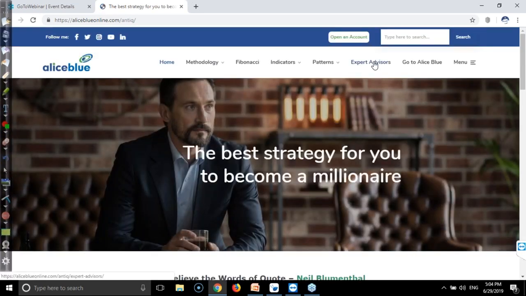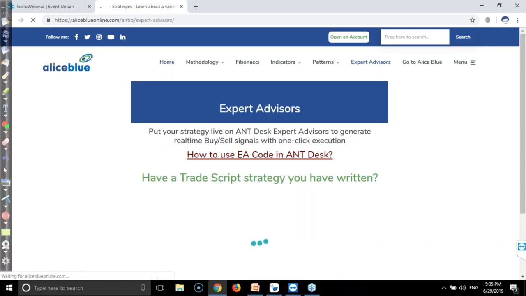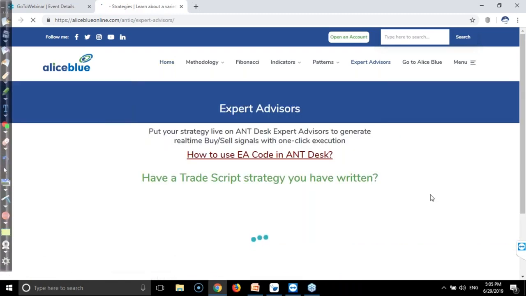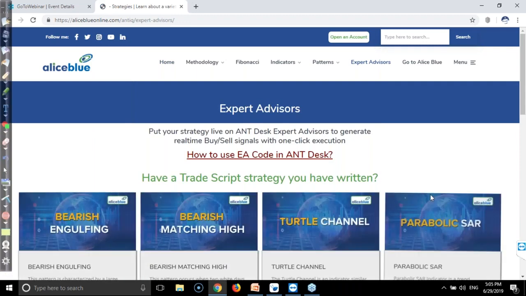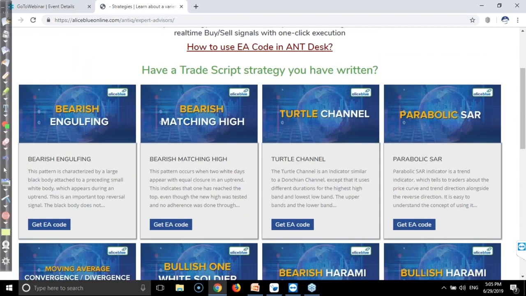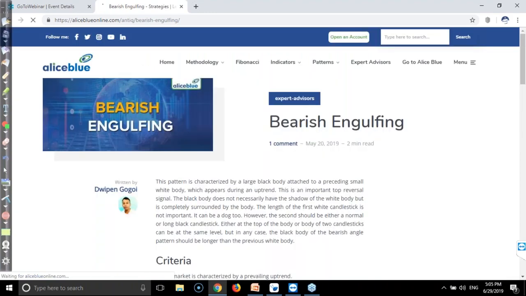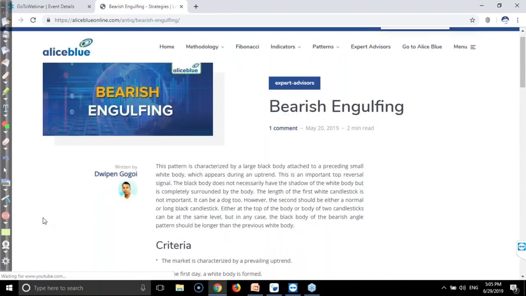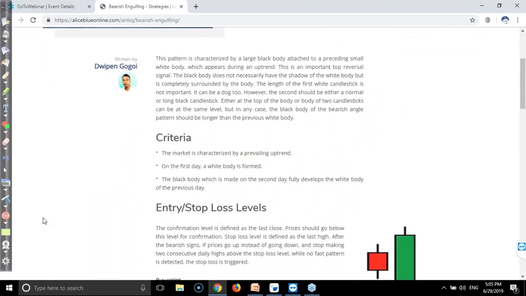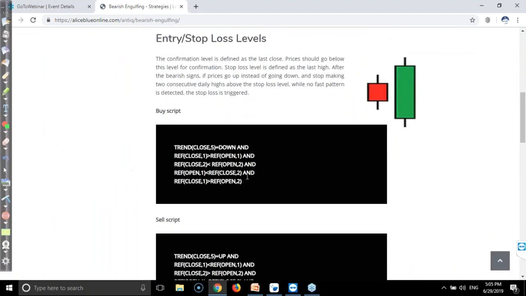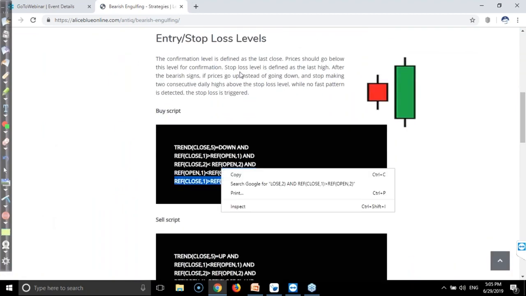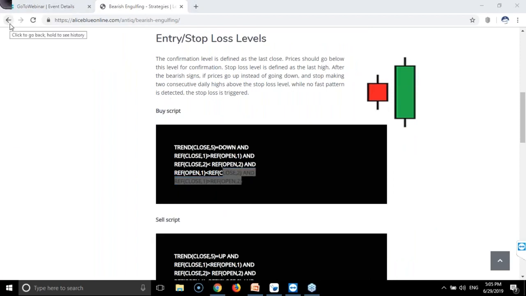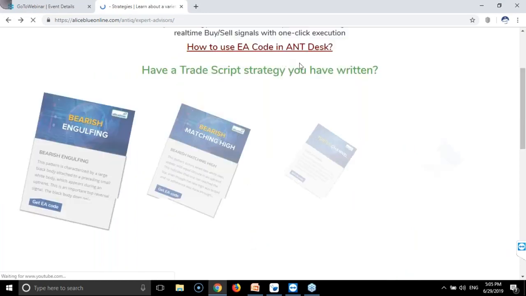So here is an expert advisory. I'll create a video regarding how to use the expert advisory. Automatically it will detect all your signals, all written by me, and I'm giving some code here. So you just copy and paste it in the Alicblue trading platform. It's applicable, right? Written by my name, Digan Gogoi. You just copy this link and paste it in IQ. So automatically when they form this type of pattern, it will inform you, right? So this is the IQ page.